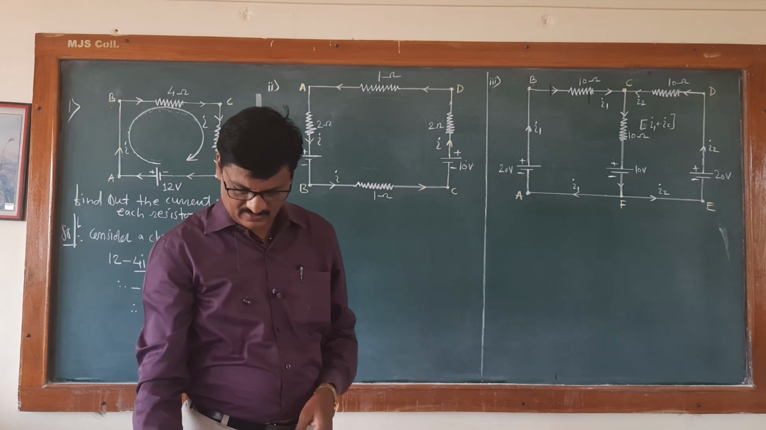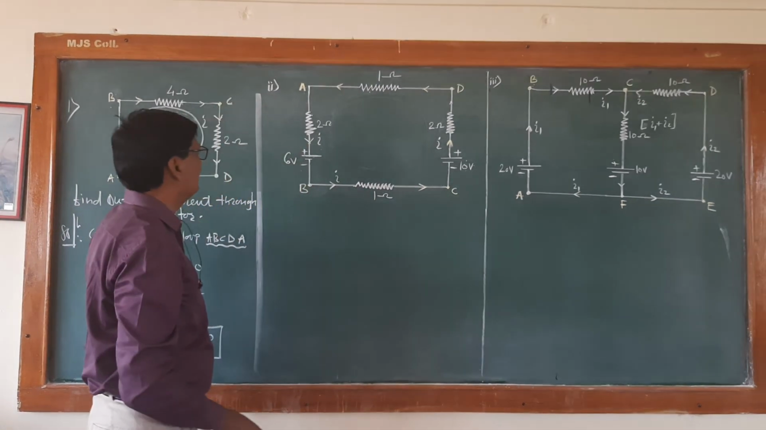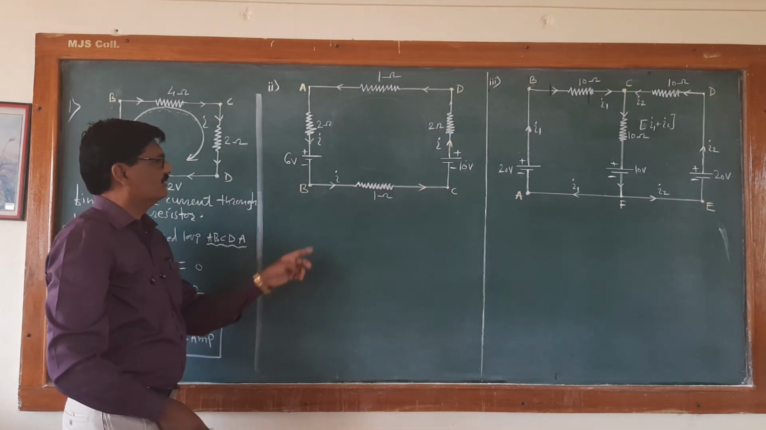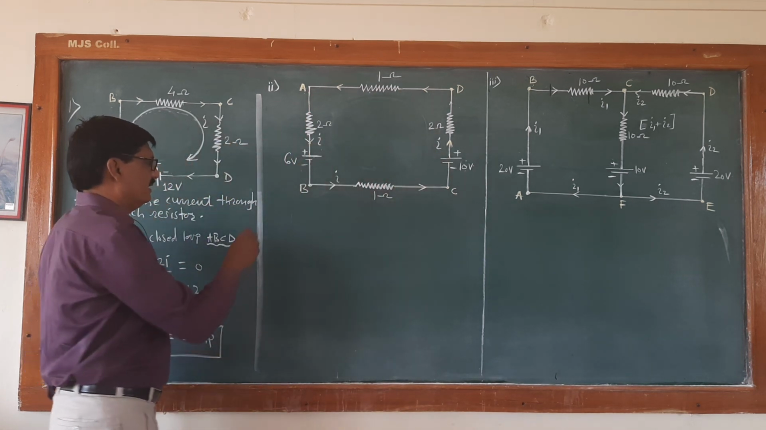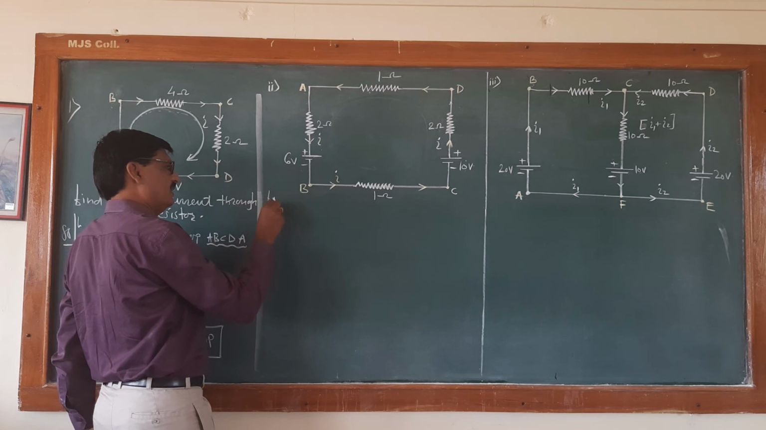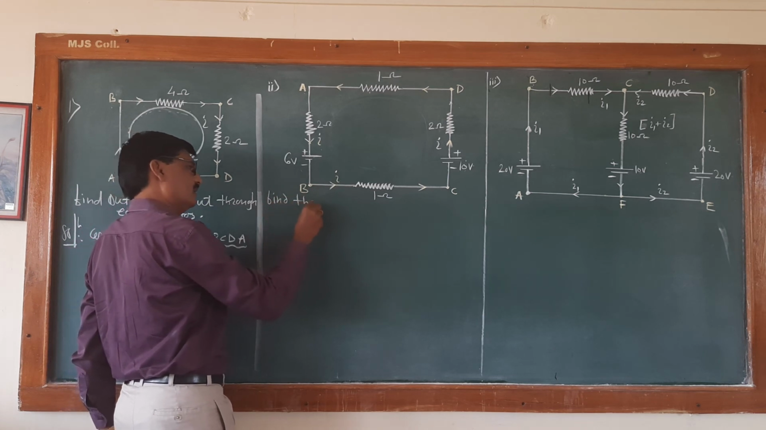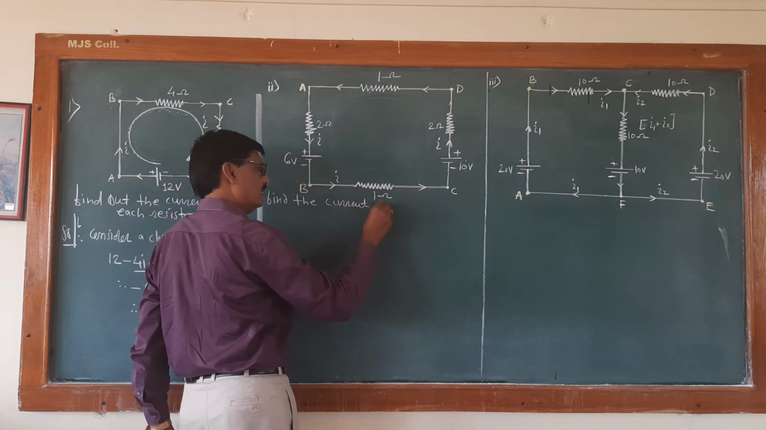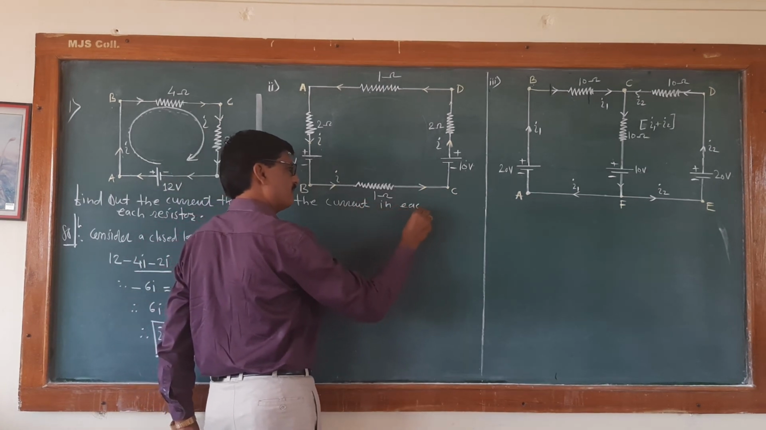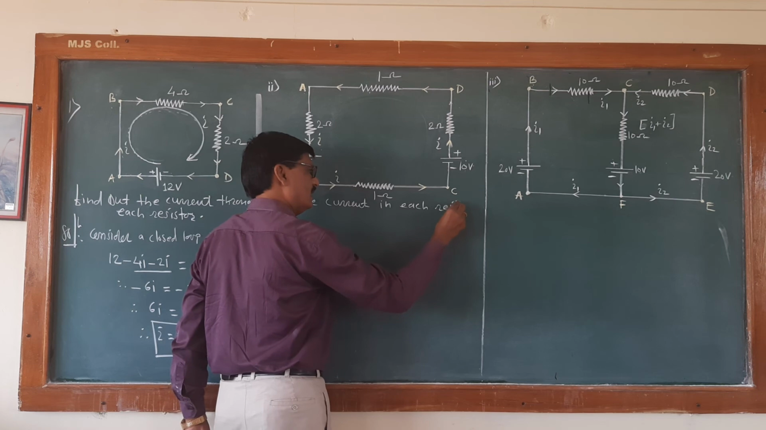Similarly, this is another network. This is A, B, C, D, A. Find out in this network also the current in each resistance.